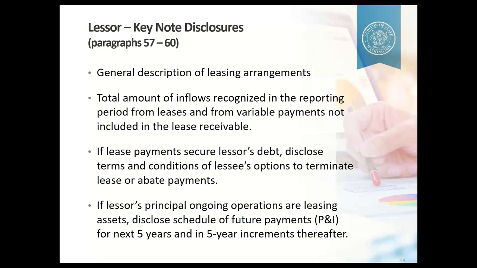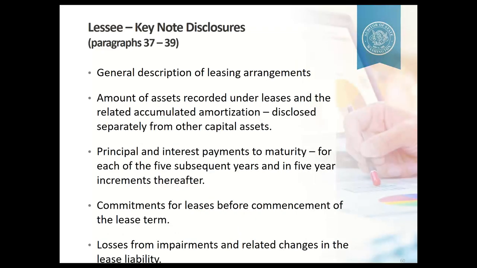And then on the lessee side, once again, a general description of the leasing arrangements. Now, how general is general? I had one person say, we lease things from 5 to 50 years, from $700 to so much per month. Maybe that's a little bit too general. Try to group your disclosures into maybe various types of leased assets, equipment, buildings, things like that. So not too general, but you don't have to describe every individual lease.